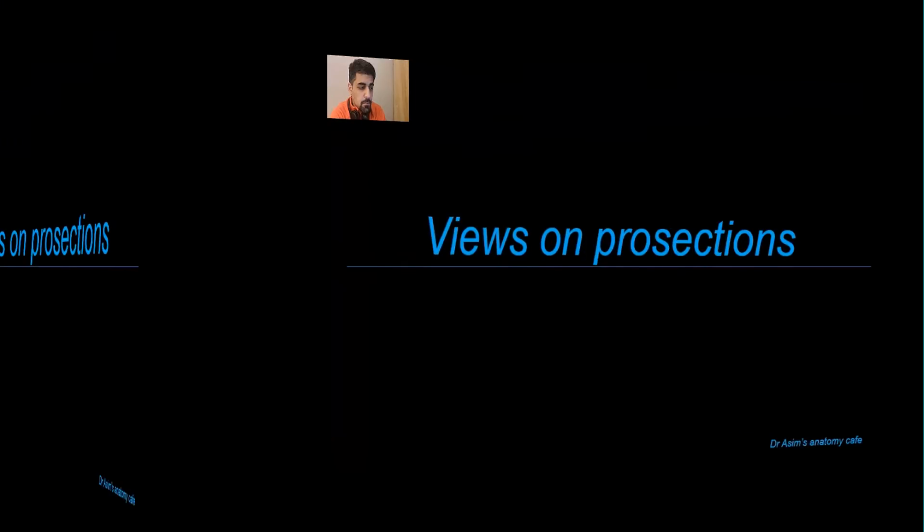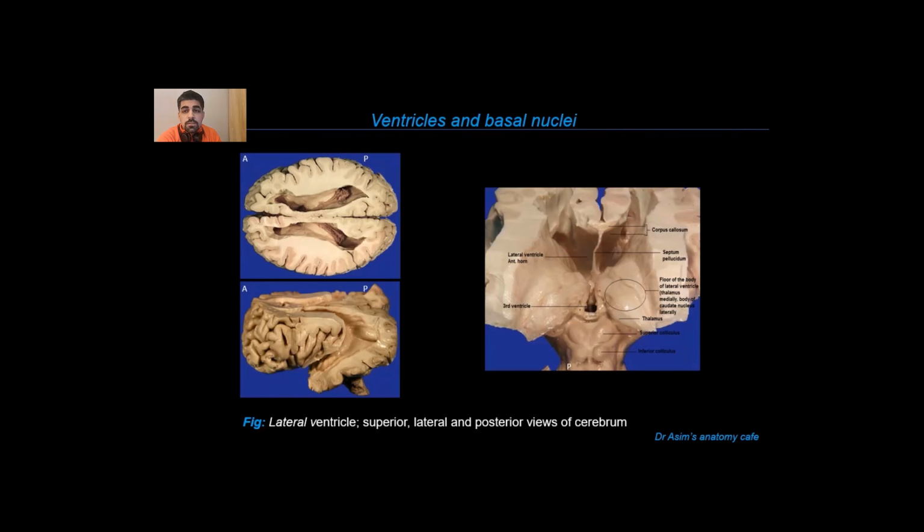Now let's do a quick recap of the ventricles and the basal nuclear anatomy by looking at some images of various prosections of the brain. Starting from this prosection, this is basically a horizontal slice which has been taken through the cerebral cortex at a level where we can see the two ventricular cavities, the two lateral ventricles, very clearly. You can see the body of the lateral ventricle over here. This is the frontal horn, this is the occipital or the posterior horn, and you can see the two lateral ventricles across the midline, one in each of the cerebral hemispheres.